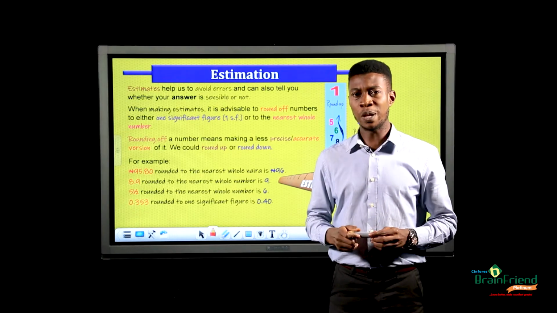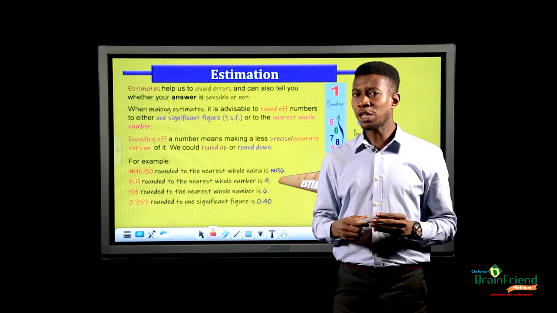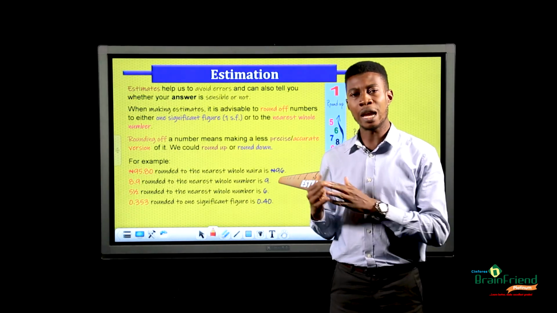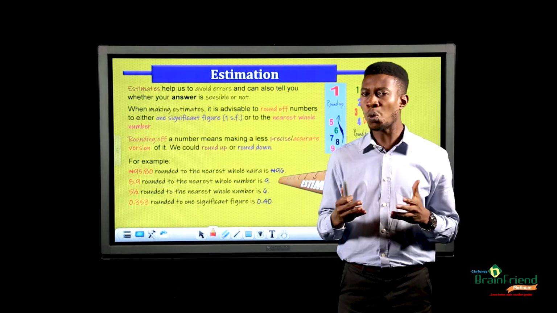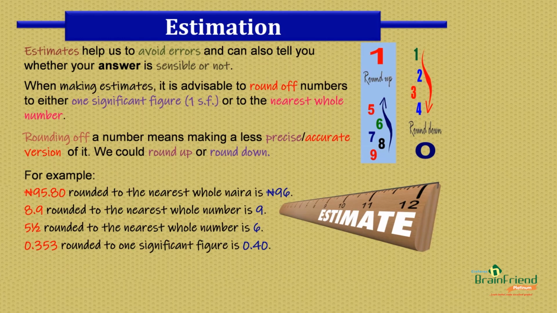Just like I explained about the florist in our previous example, estimation can also help us avoid errors and help us know if our answers are reasonable or sensible. Now, one important thing to note when carrying out estimates is what is referred to as rounding off. Let's find out what rounding off means.